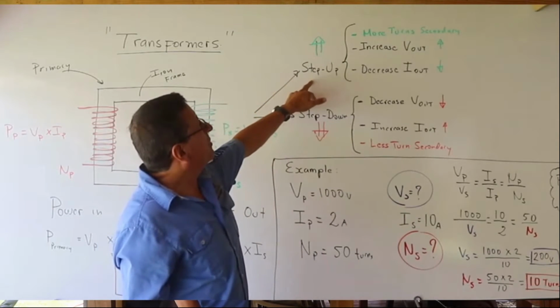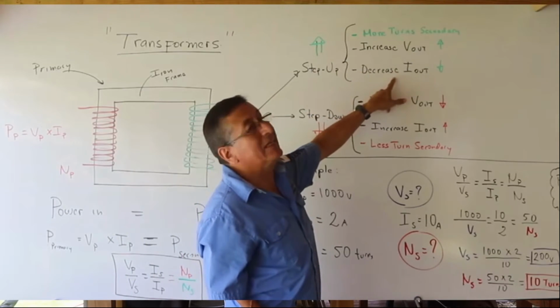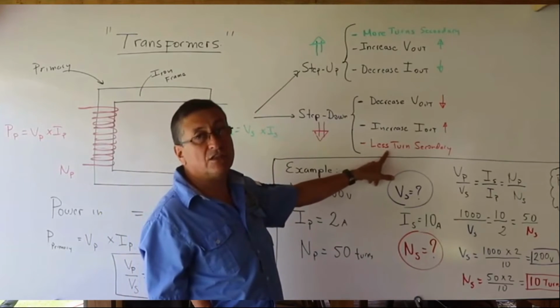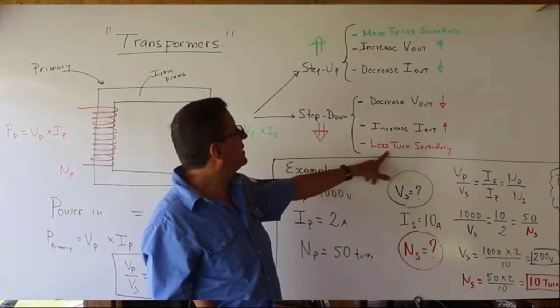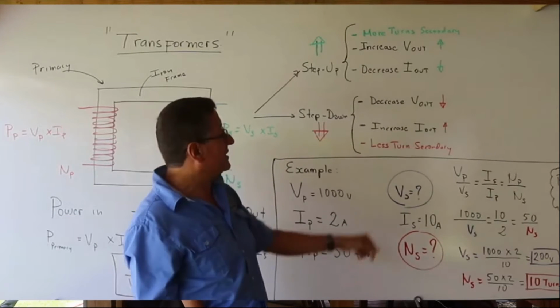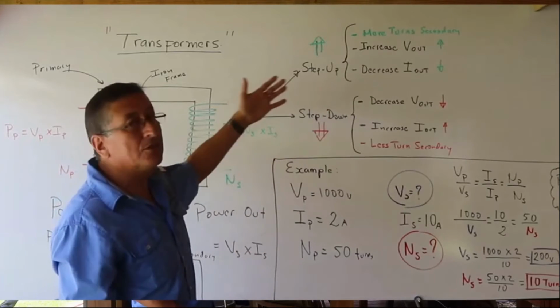A step-up transformer, more turns, increases the voltage and decreases the intensity. A step-down transformer, fewer turns in the secondary. What is the meaning of that? Decrease the output voltage and increase the output intensity. I have a good example related with this.